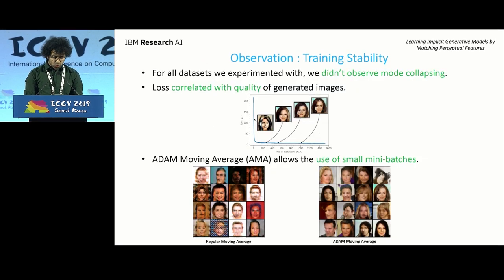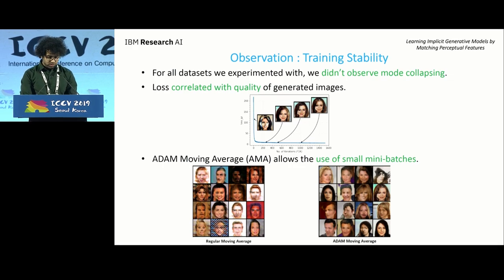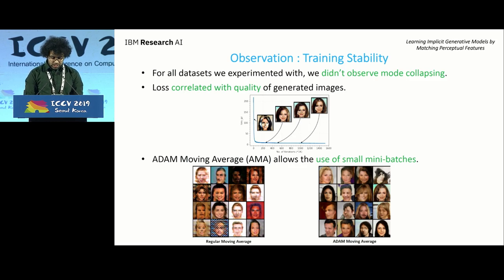In conclusion, for all the different datasets that we experimented with, we did not observe any mode collapse when we used Adam moving average. The loss during the training is correlated with the quality of the generated images. Training with Adam moving average leads to better quality of images in comparison with regular moving average. It also allows us to have better and stable estimates with smaller mini-batches.